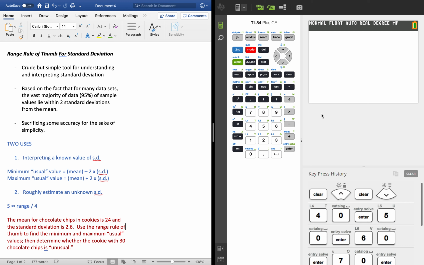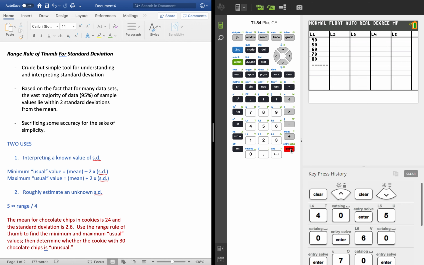Okay, one thing on the calculator, before we end the video: the calculator will do your standard deviations for you, both types, for sample and population. And here's all you do. You go to Stat, Edit, and then you put your numbers in. I've already put them in here.